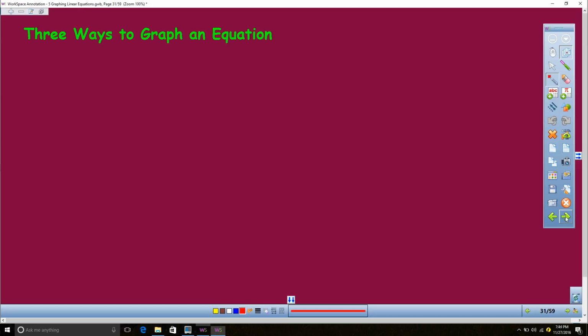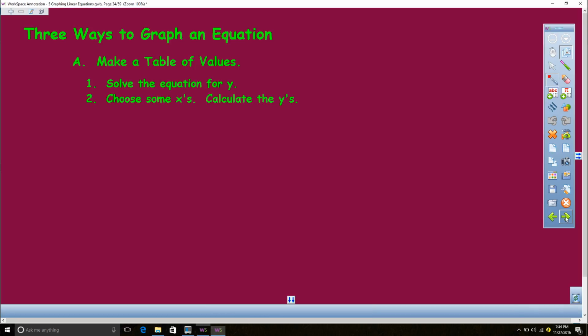Now, I'm eventually going to show you 3 ways to graph an equation. In this video, we're only going to look at the first way. The first way, which you should already be familiar with, is by making a table of values. There are 3 steps to graphing by making a table of values. Step 1 is to solve the equation for y if necessary. Step 2 is to choose some x's or inputs and use those to calculate the y's or the outputs. And last of all, plot the points on a coordinate plane. There are 2 other ways to graph an equation, but we'll do that in another video.